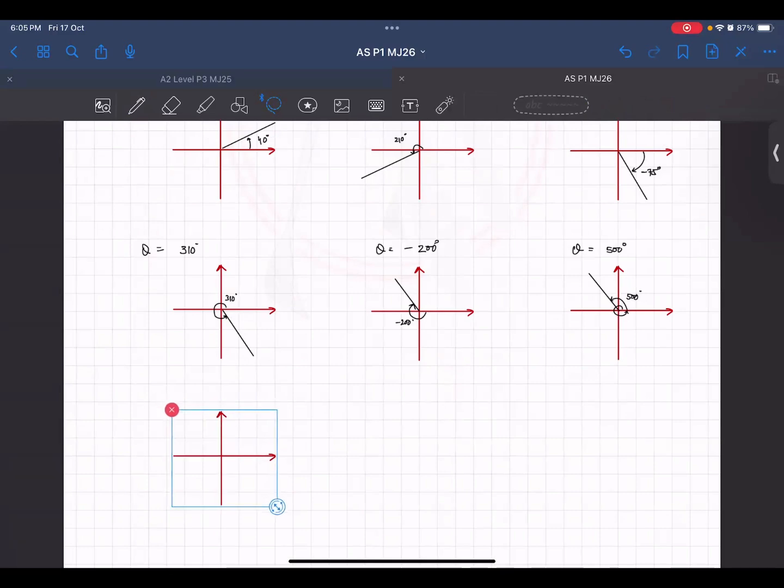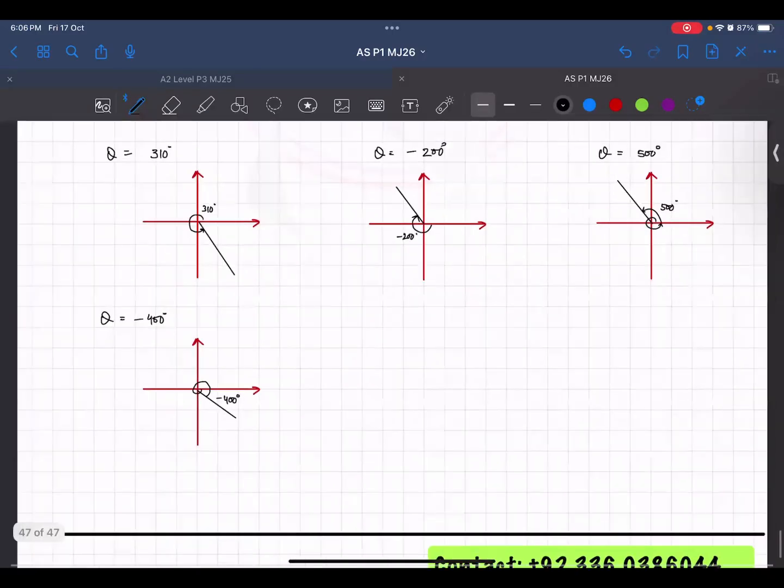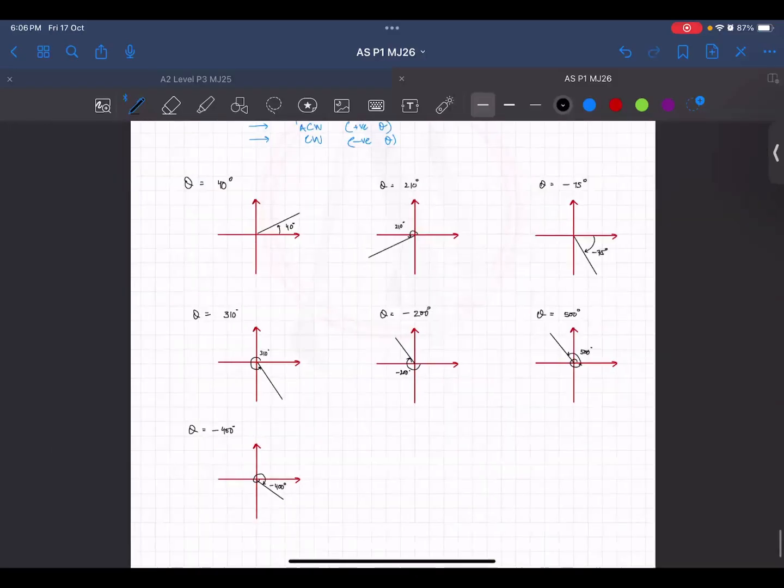If you have, let's suppose, your theta is minus 400. So 360, complete 360 negative, and then 40 more. This would be your total minus 400. And it is clockwise. Any problem?